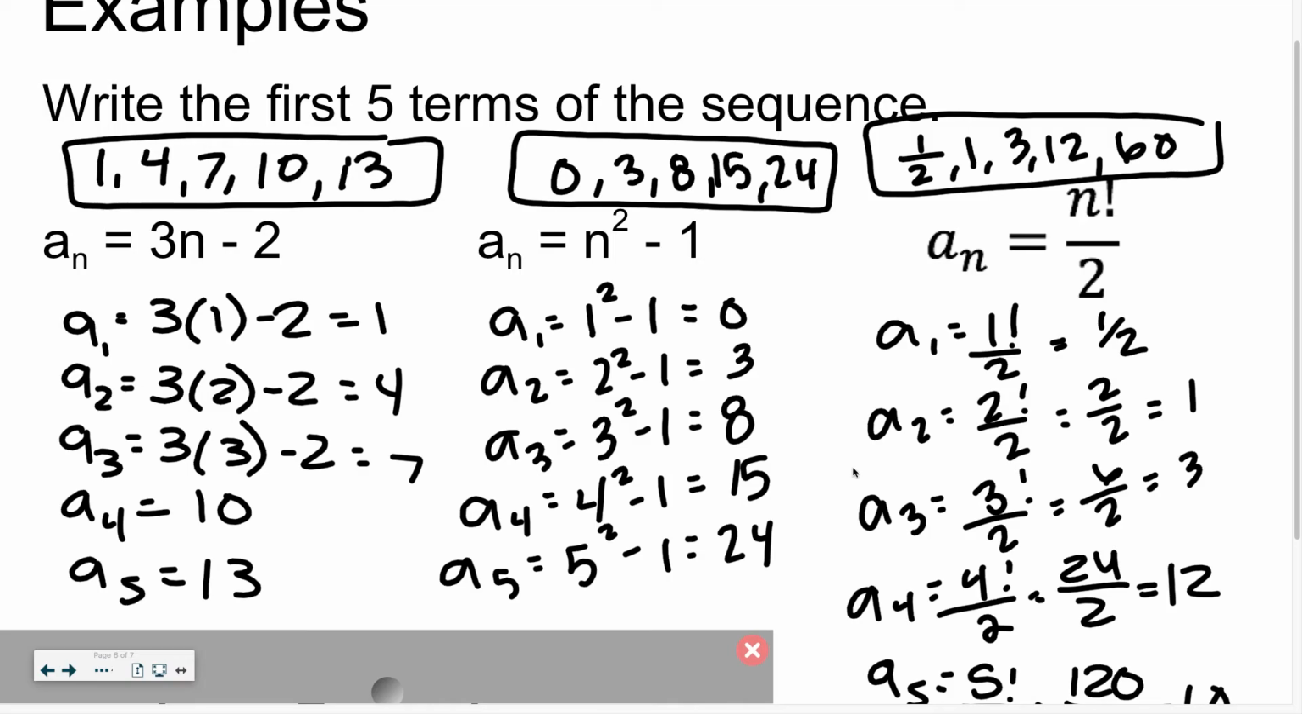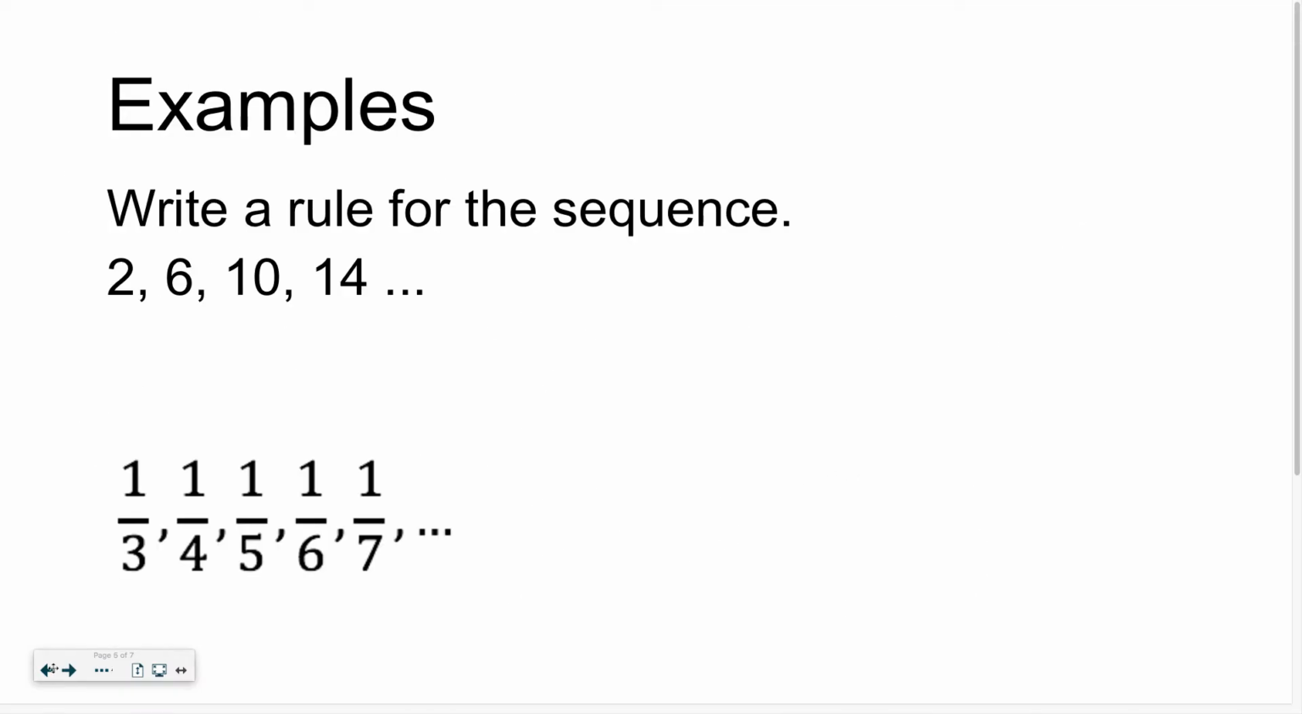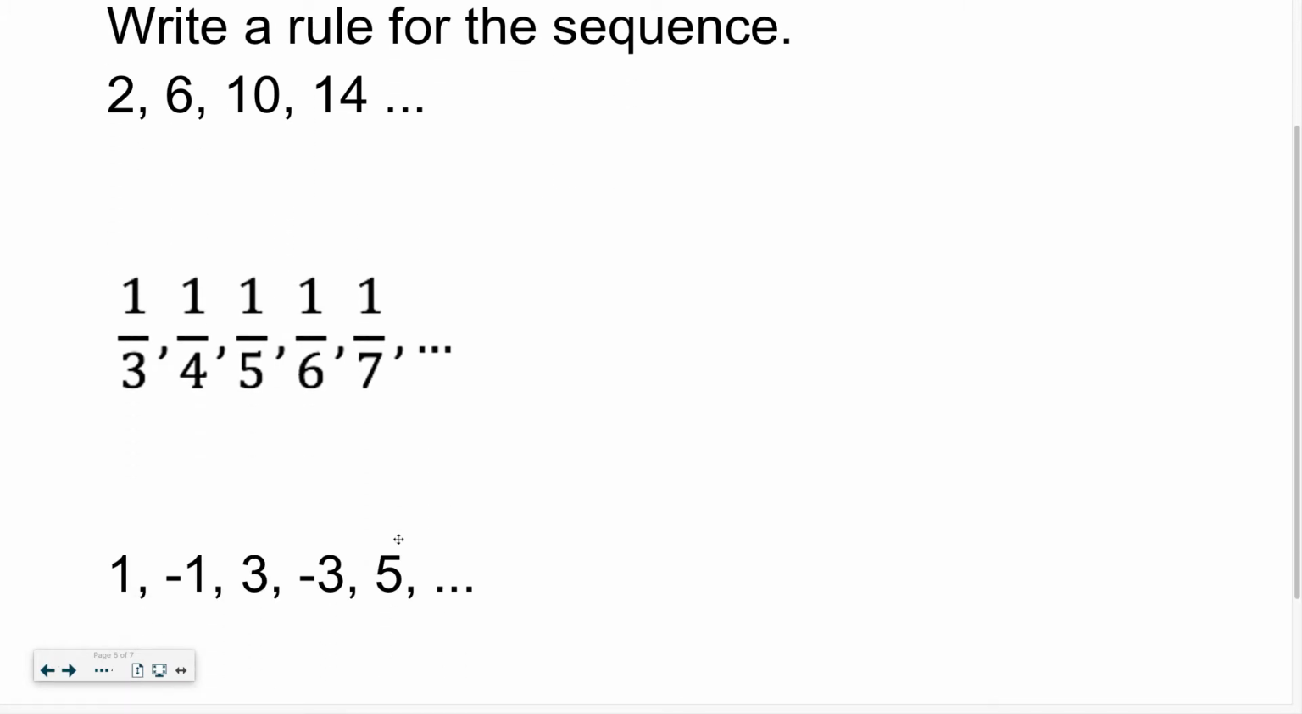Okay, so that's given the rules, generate the terms. I'm going to have you go back to those 3 that we had at the beginning. Can you try to write a rule for these? Okay, so A sub n equals. And sometimes you just got to think outside the box. You got to think about what the pattern is. You got to try something and then attempt it for the next term. I think we have 4 or 5 terms on these, so try it for the 5th or the 6th term and see if it actually works.